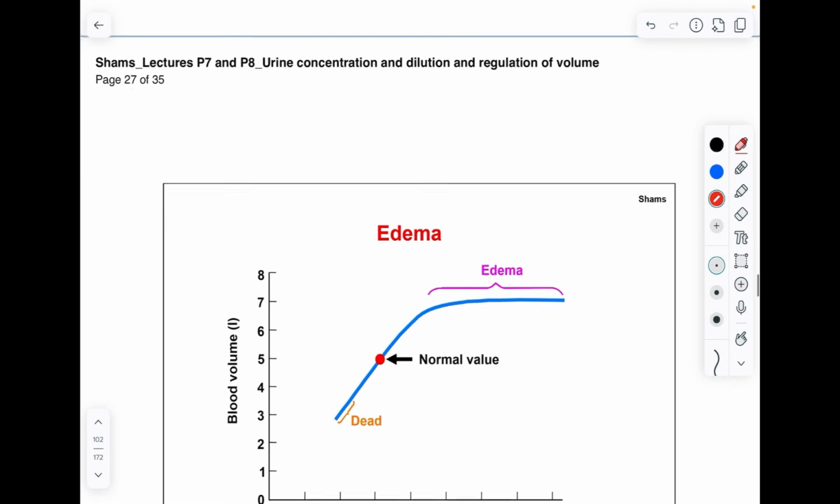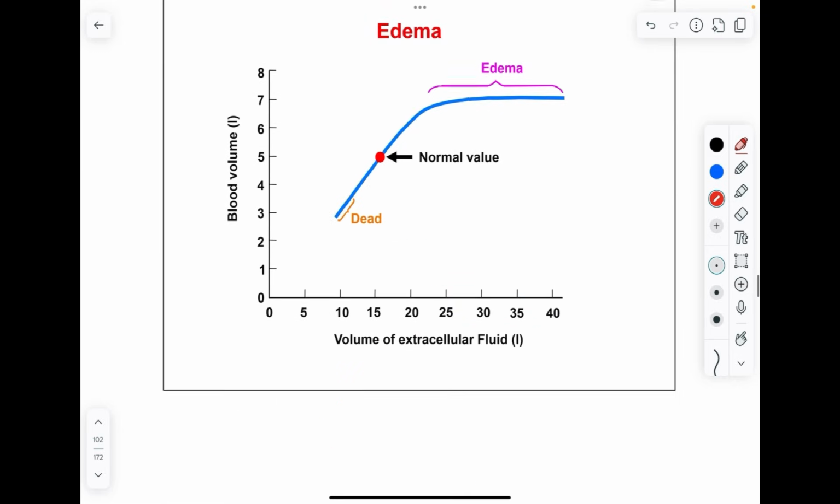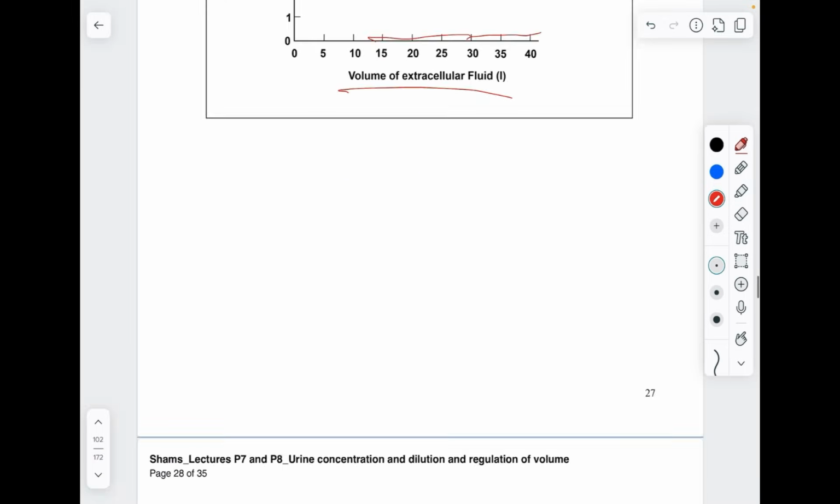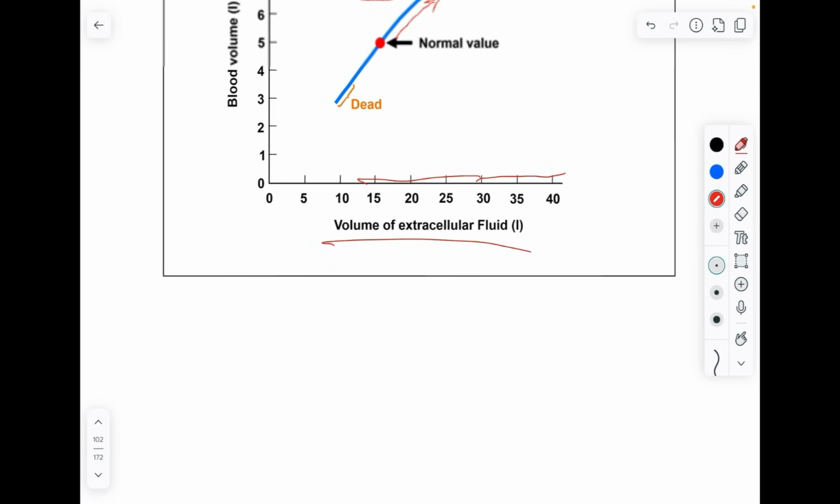Thirst is developed immediately, whereas salt hunger is generated after several hours or days. I think that's self-explanatory. Now, edema. As you can see, this is the normal value. When you start retracting water, until you reach about 7 liters, the blood volume is increasing. When you are increasing the extracellular fluid, the blood volume is increasing until about 7 liters. Then the vessels have reached their capacity. So you reach this plateau, and this extracellular fluid will be put into the interstitial fluid, leading to edema.